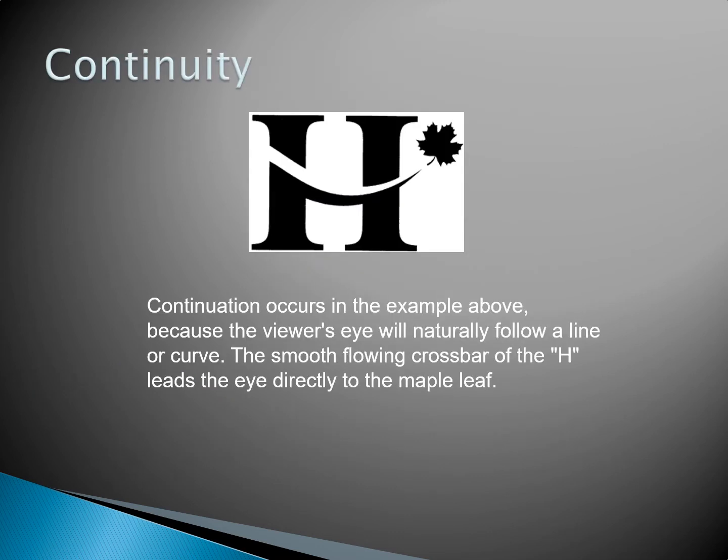So a lot of times we might see continuity in a label, a logo like this. Continuation occurs in the example above because the viewer's eye will naturally follow a line or a curve. The smooth flowing crossbar of the H leads the eye directly to the maple leaf. All right, so we could consider this continuity.